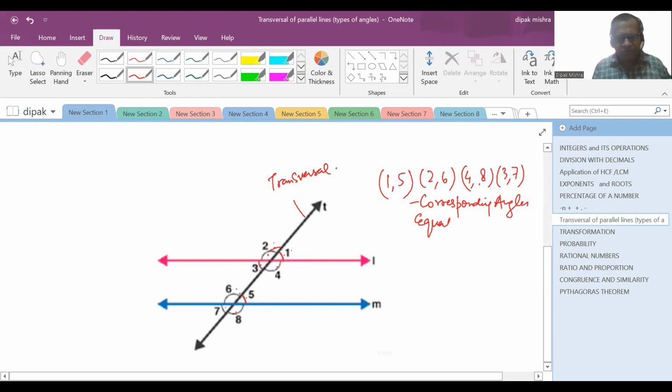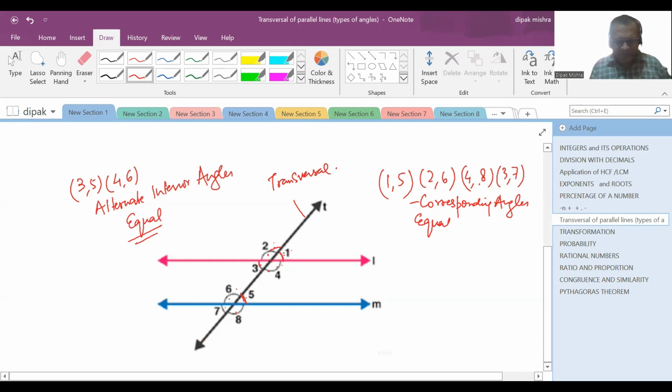Similarly, 3, 5, and 4, 6, they are the alternate interior angles. So we can say alternate interior angles are also always equal. Alternate interior angles are always equal, right?